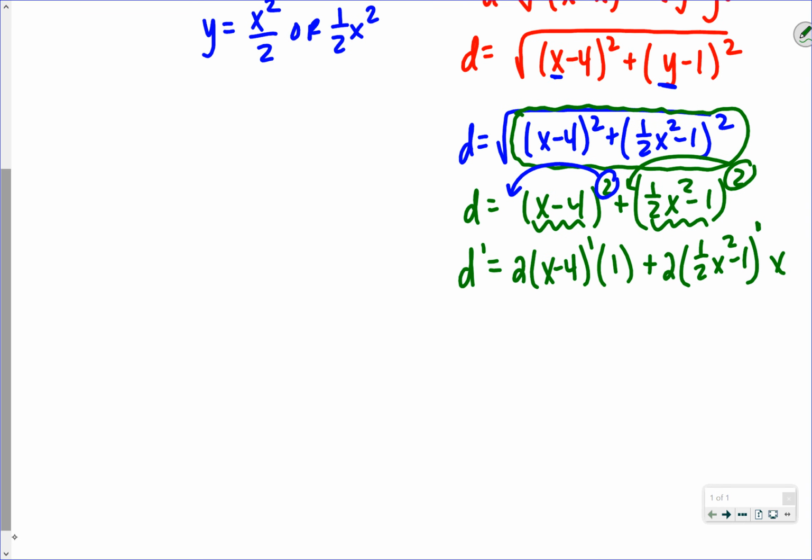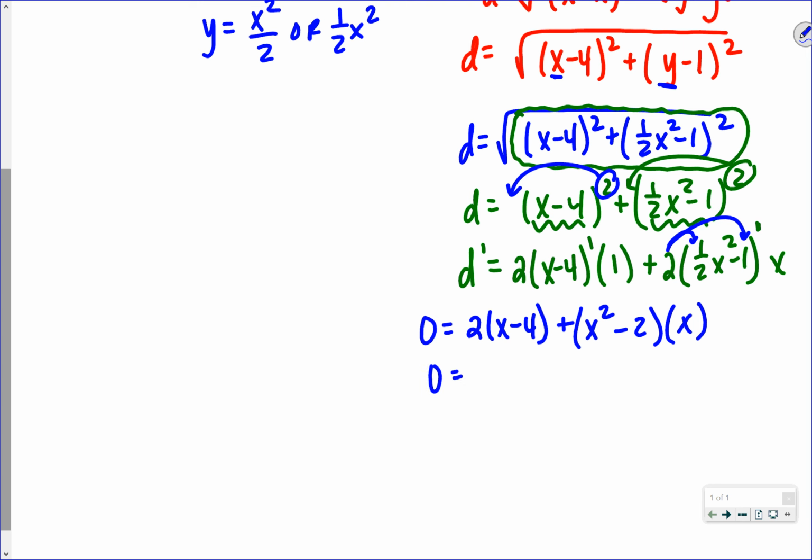Now I'm going to set the derivative equal to 0, so I have 0 equals 2 times (x minus 4). I don't need to do anything with the exponent or the times 1. And then I have 2 times (1/2 x squared minus 1) times x. So I'm going to distribute that 2. 2 times 1/2 x squared would just be x squared, and 2 times negative 1 is negative 2, and this is going to be times x. I haven't done anything with that x yet; that comes after. So I have 0 equals 2x, 2 times negative 4 is negative 8, x squared times x is x cubed, and negative 2 times x is negative 2x.